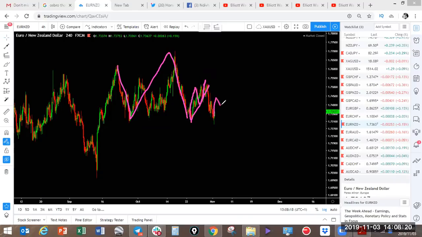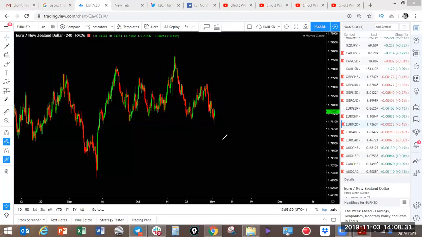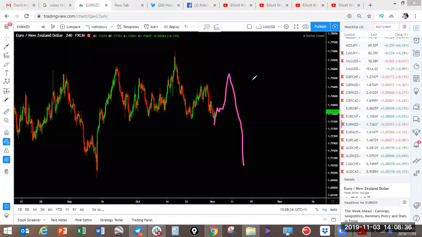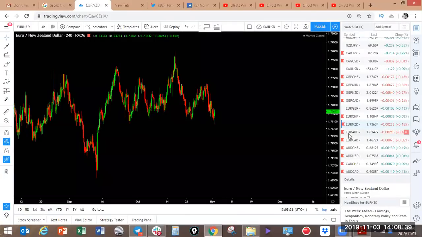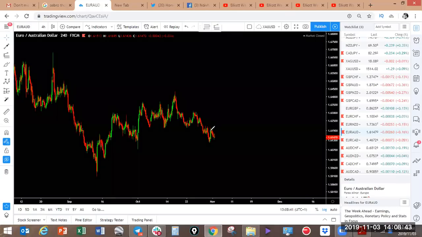So let's see if we're going to get another structure here. You already have a 3-wave move down here, and you can get another 3-wave move to the upside. And that 3-wave move is not going to make it all the way up. It's going to reverse like that. Okay, so that's what that looks like. Euro Aussie. Euro Aussie doing the opposite of what the Euro New Zealand is doing for a change. This one should keep going lower, test there, and make this corrective structure and continue lower.